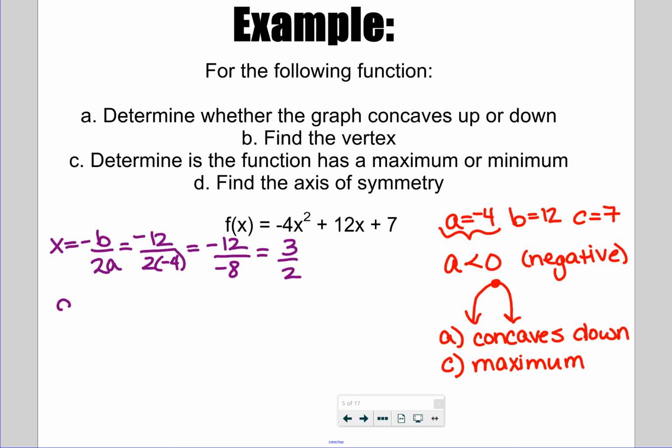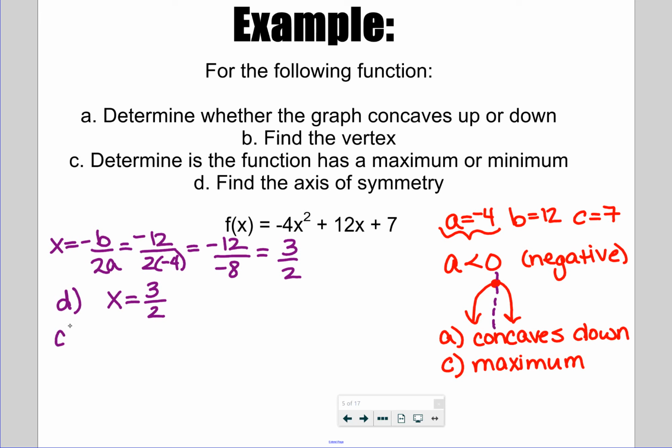So my axis of symmetry, part D, is x equals 3/2. Again, remember that x equals is very important because it's always a vertical line. So that, again, is that line that's creating symmetry or an even reflection on my parabola.